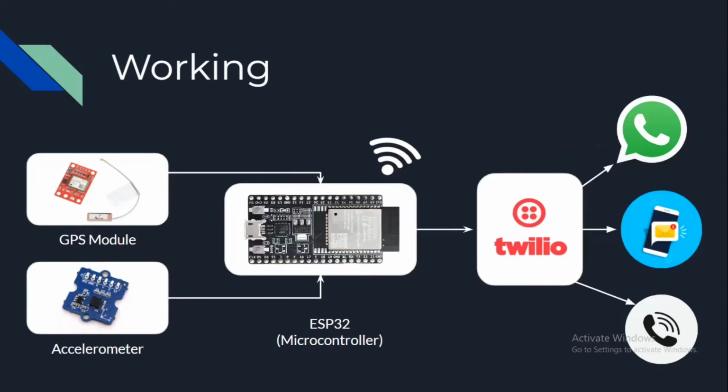So the working model is given by this block diagram. Here is the Wi-Fi microcontroller we're using, the ESP32. For the location, latitude and longitude, we are using a GPS module. And to read the acceleration, like the sudden jolt that happens due to the accident, we are using an accelerometer to measure that acceleration.